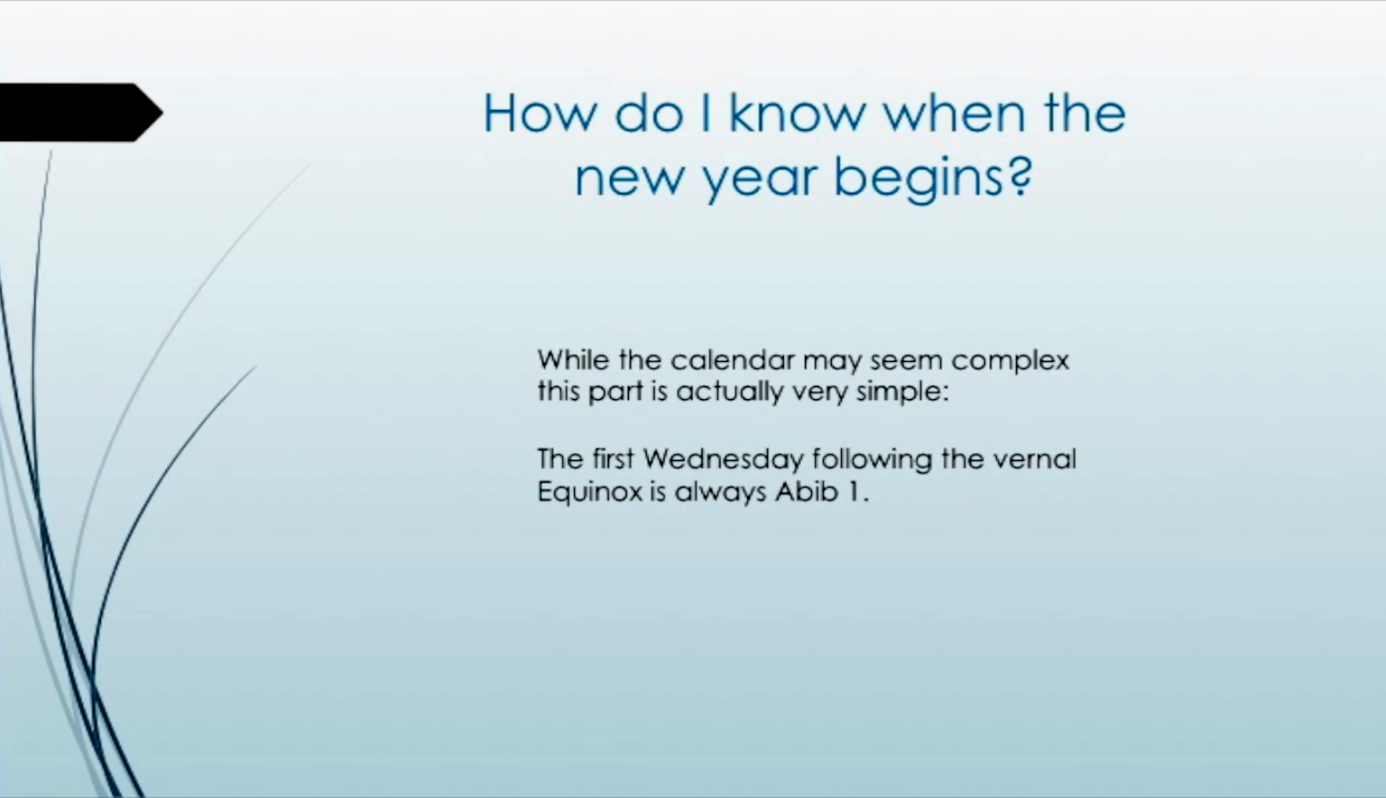So how do we know when the new year begins? While the calendar may seem complex, this part is actually very simple. The first Wednesday following the vernal equinox is always going to be Abib 1, every time. It's a very simple way to look at your calendar and know when the first day of the year will occur.